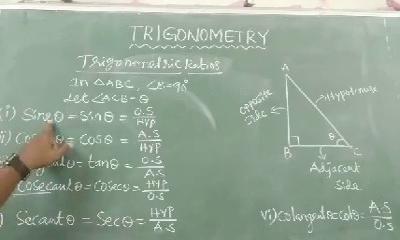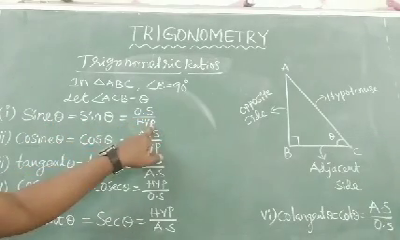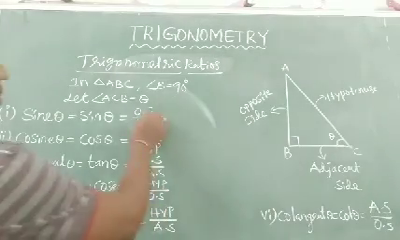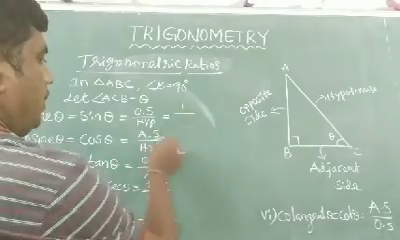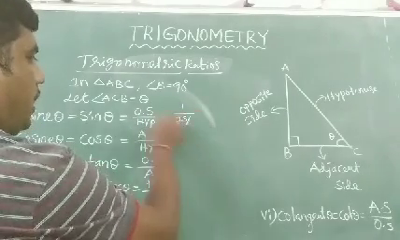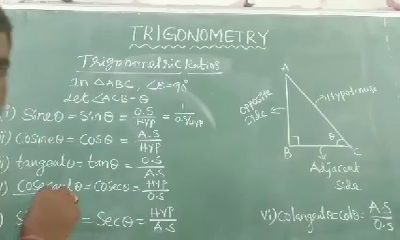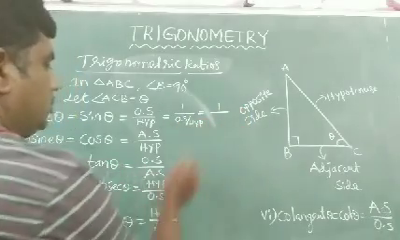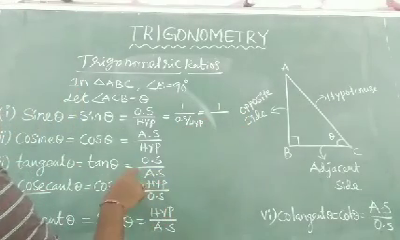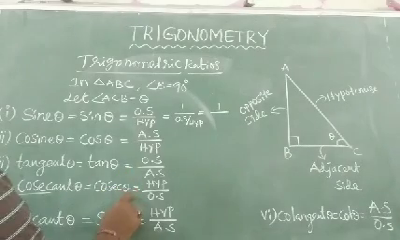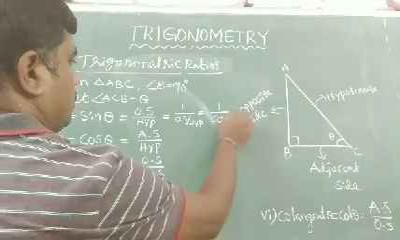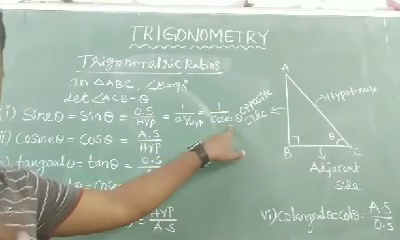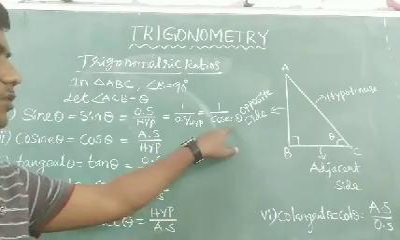In that, the first one, sin theta equals opposite side by hypotenuse, but cosecant theta value is hypotenuse by opposite. This value we can write as 1 by opposite side by hypotenuse. So 1 by opposite by hypotenuse, opposite by hypotenuse we can write as sin theta. That means sin theta equals 1 by cosec theta. That is the relation between sin theta and cosec theta.